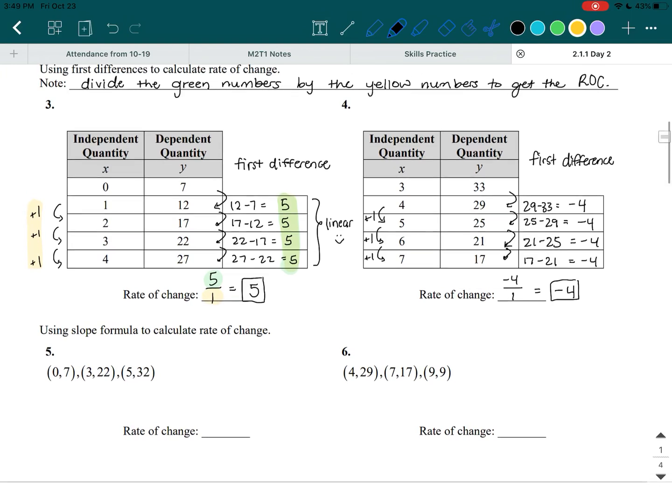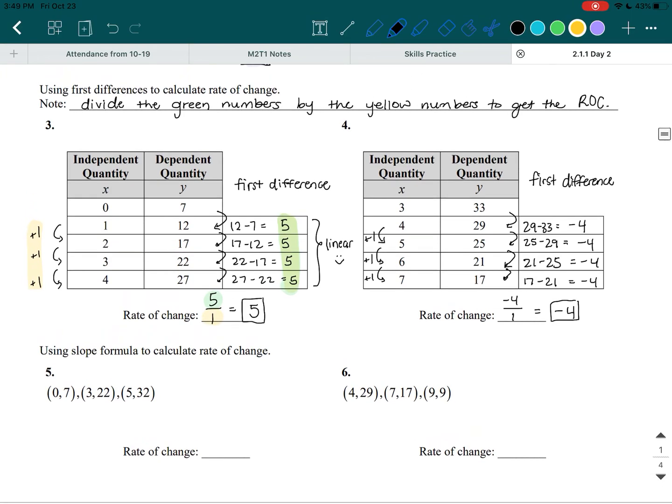So to calculate the rate of change, I'm going to change the note over here. Since you guys might not have colors, I'm not going to call this the green number. I'm going to call it the right side, or the output difference. The green numbers are the output difference.